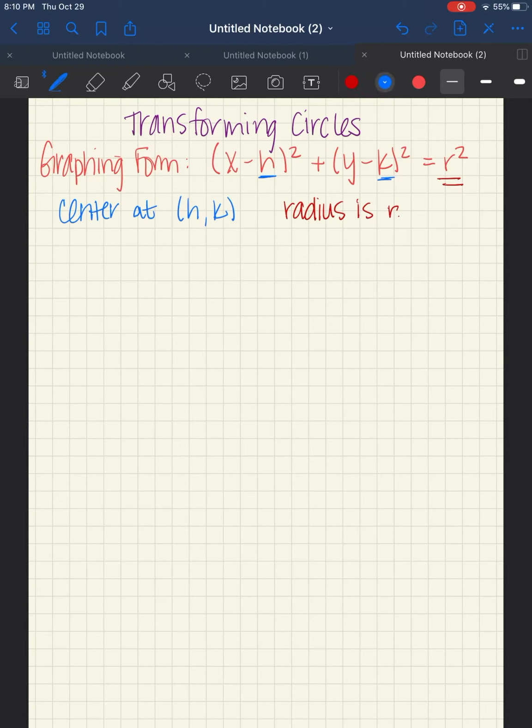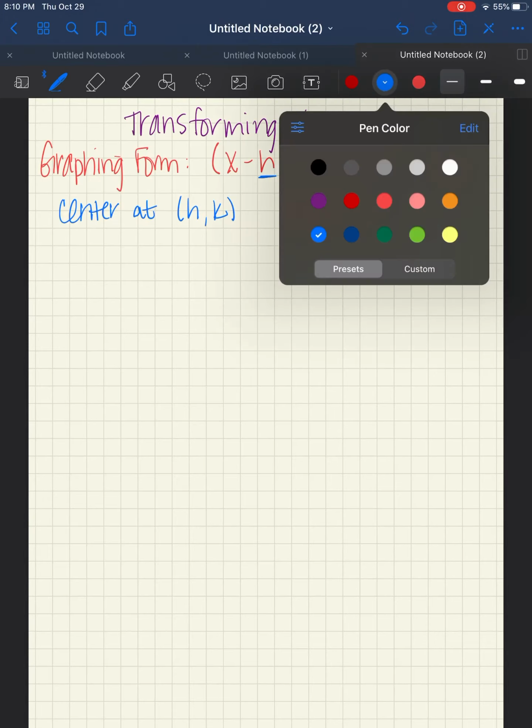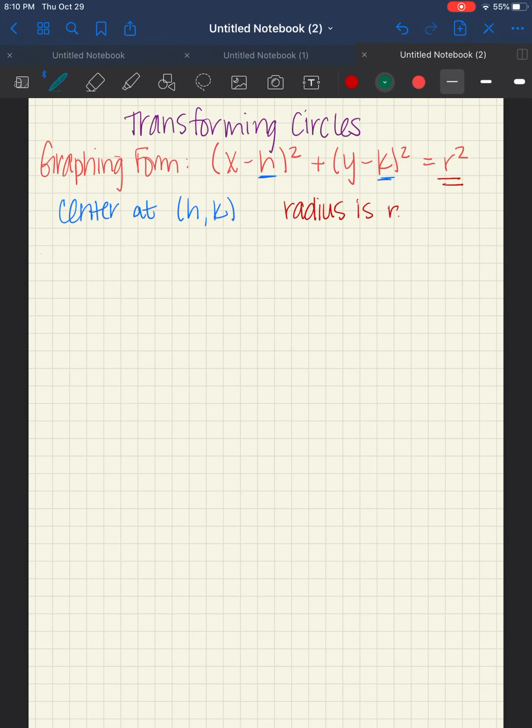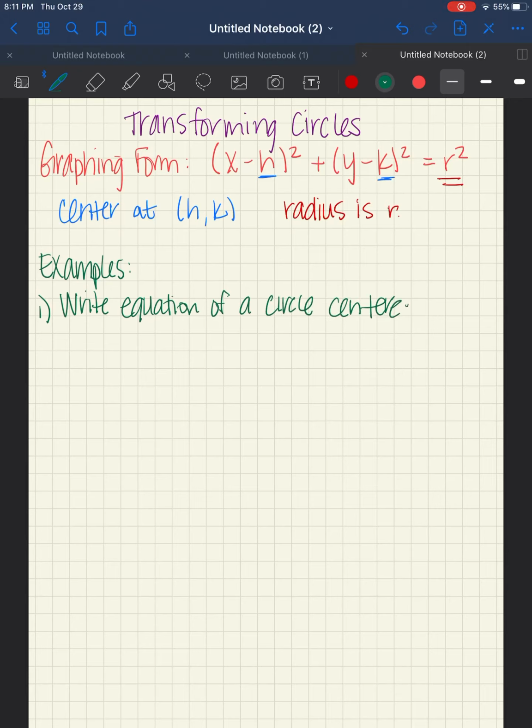Okay, so we're going to do a couple of examples here. So let's get a different color here. All right, so our first example, we are going to write the equation of a circle centered at the point 2, -3 with a radius of 6.